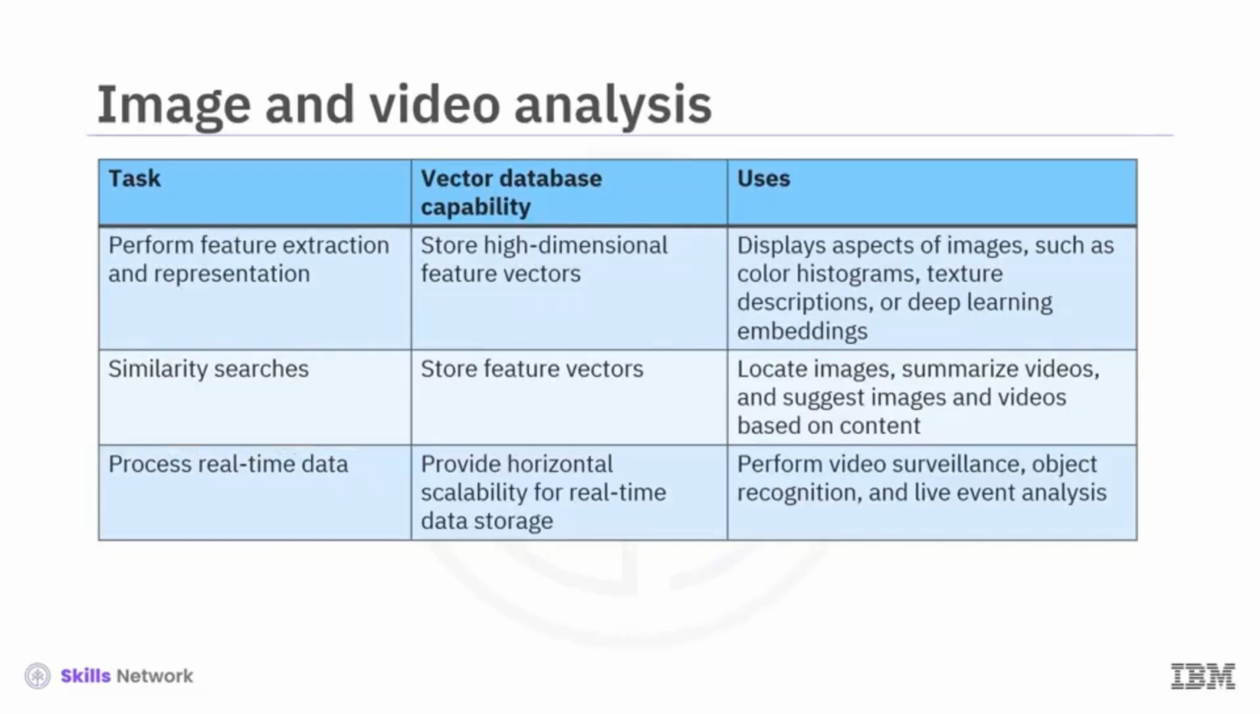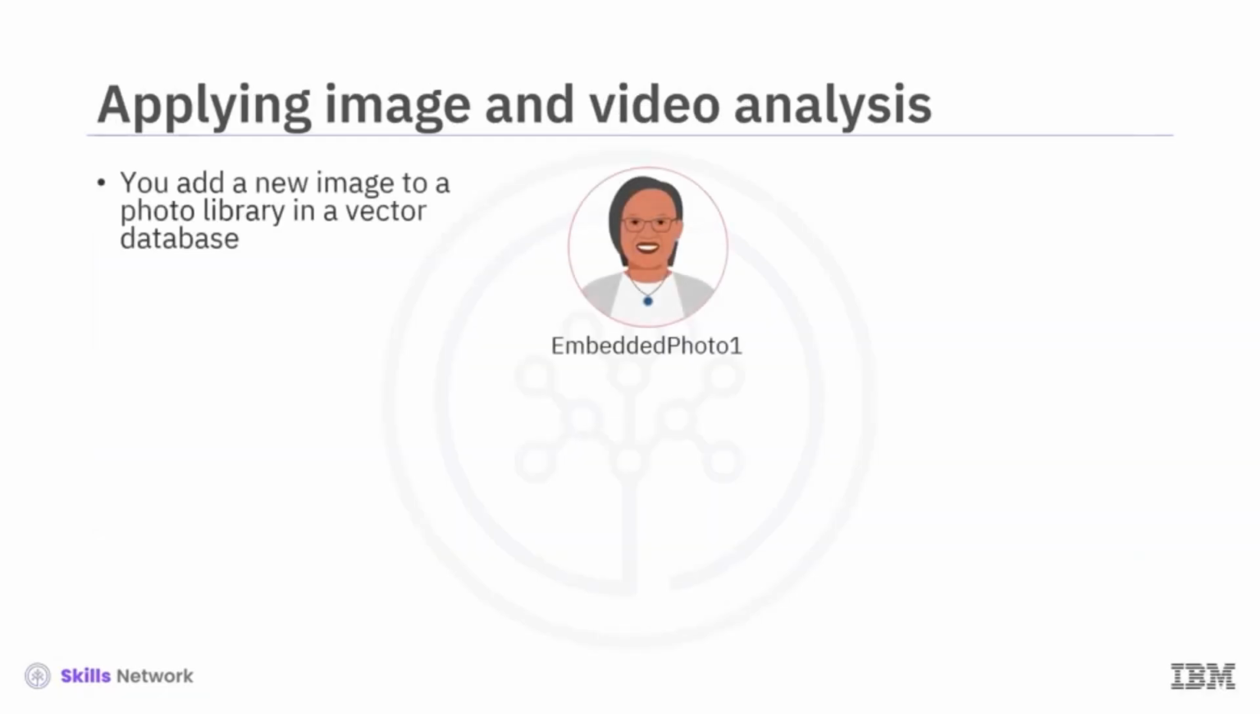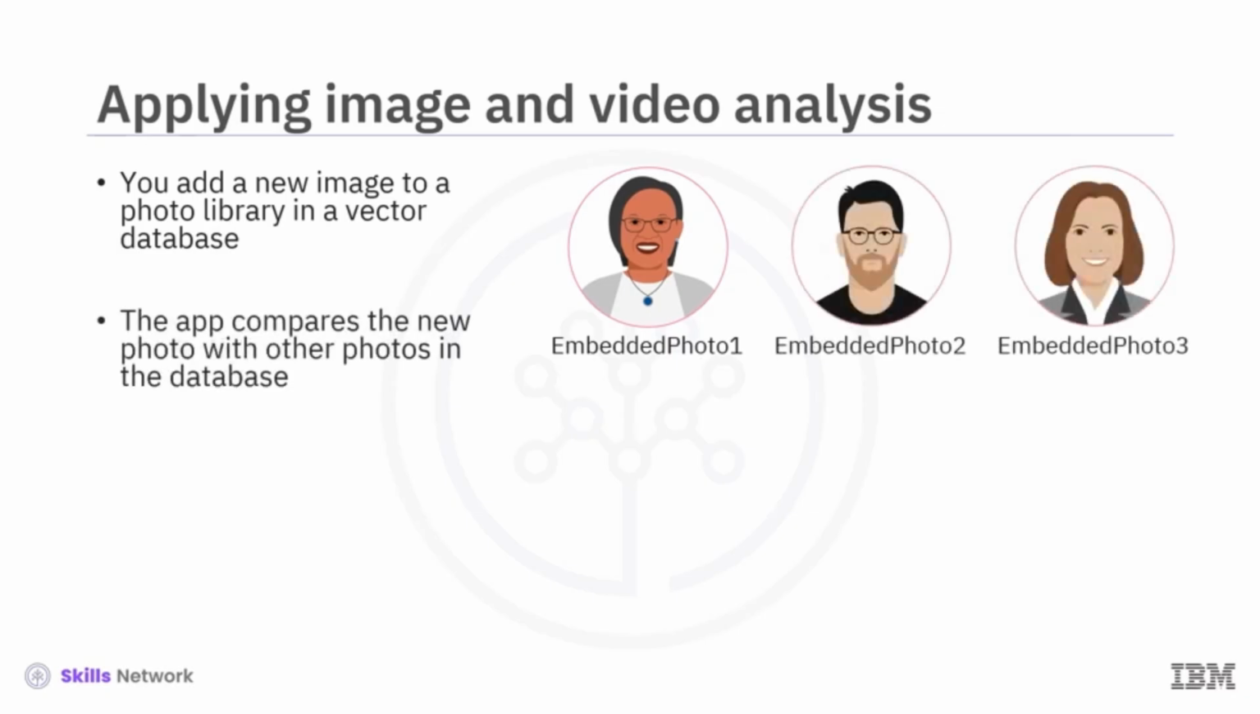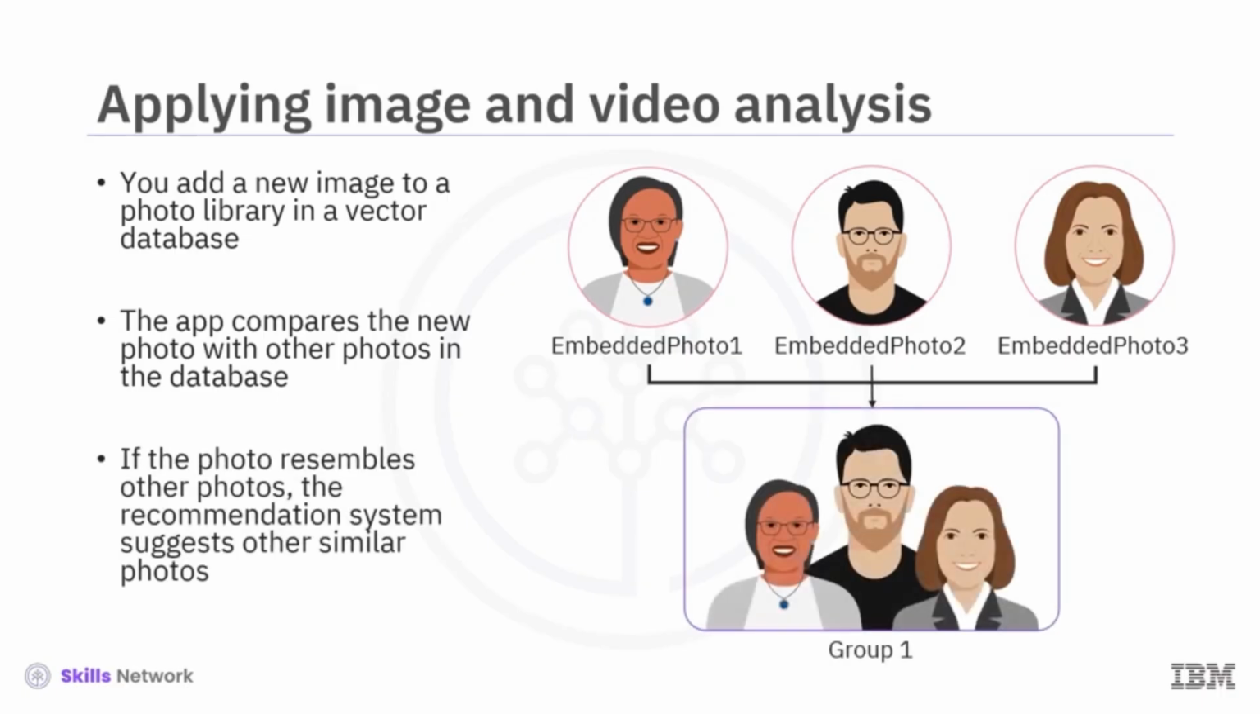Real-time access vector databases provide horizontal scalability for real-time data storage. You can use these capabilities to perform video surveillance, object recognition, and live event analysis. For example, a photo-sharing app stores embeddings, or small versions of user photos, in a vector library. When you add a new image, the app looks at the embedding to see if it matches the other photos in the database. If the photo resembles other photos, the recommendation system suggests other similar photos that can be used to tag or organize albums.